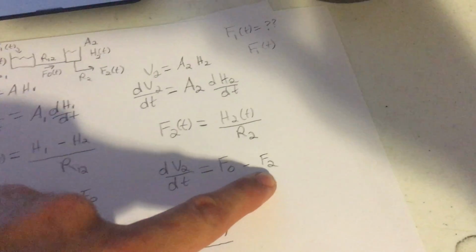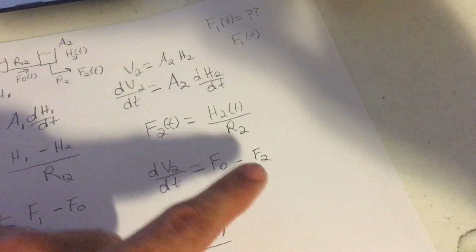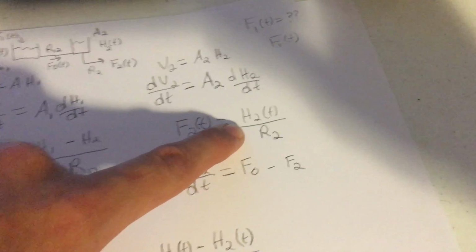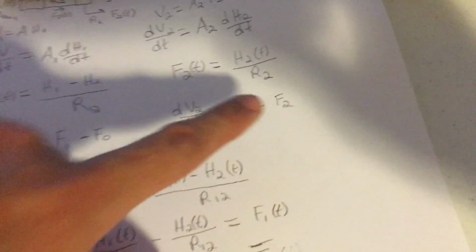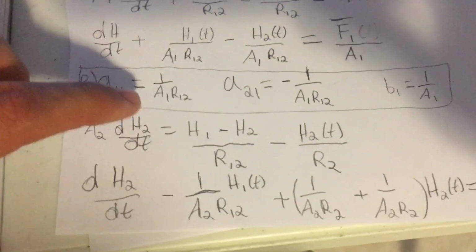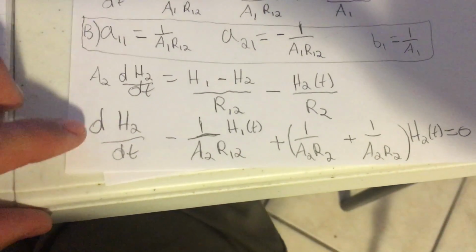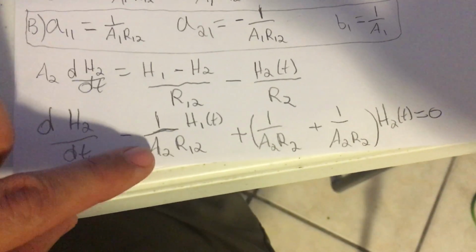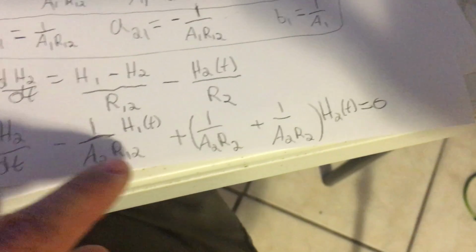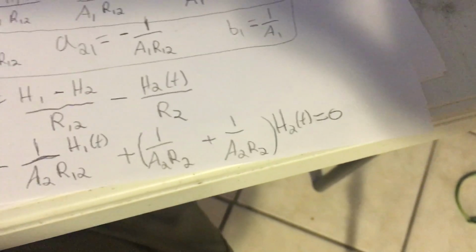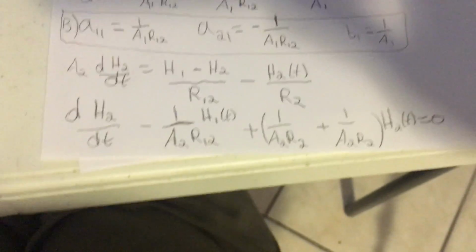And for flow out of 2, F2, we already have that formula also. So plug this guy in there. And so when you're done, you'll get this. And then when you simplify it, you should get this. Change in height over change in time minus 1 over A2 R2, or R12 plus, yeah, you see it all. Make sense? I hope so.